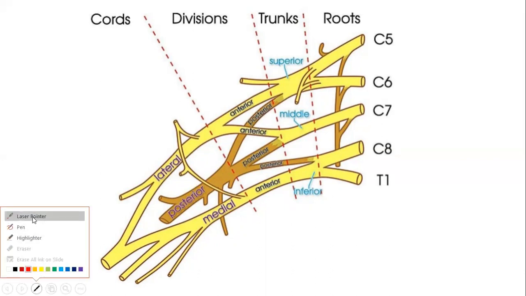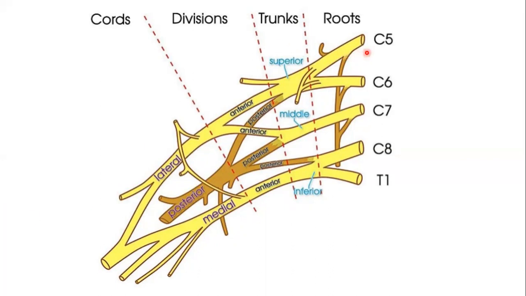Let me take a highlighter or laser pointer. We have the most proximal part of the brachial plexus. These are basically the five branches of the ventral rami of the spinal nerves from C5 to T1, and these are known as the roots: C5, C6, C7, C8, and T1. These are the roots of the brachial plexus.